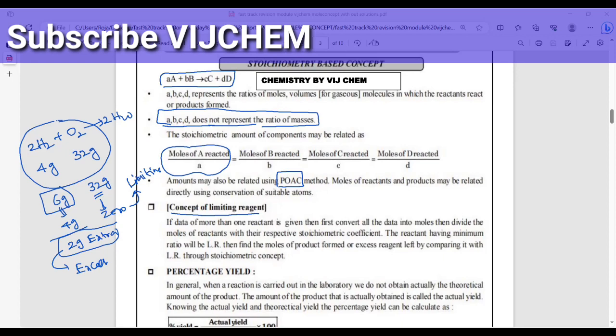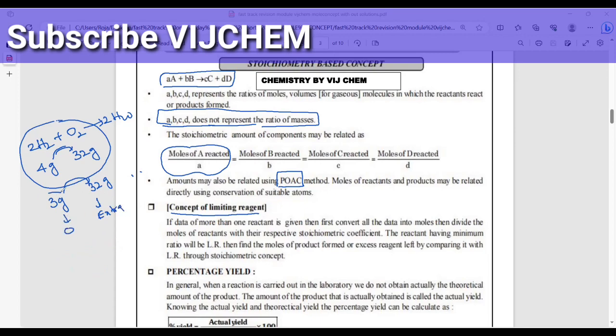And sometimes, let us take another case. I have to take 4 grams of this and 32 grams of this. Okay. And by chance, if I am able to take only 3 grams of this, while 4 grams require 32, 3 grams does not require 32. So the oxygen will remain extra even after the reaction. The hydrogen is consumed and becomes 0. In that condition, this is the limiting reagent and this is the excess reagent. So this is how you will identify the limiting reagent and excess reagent.